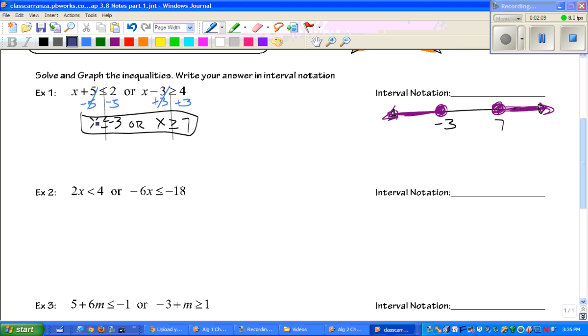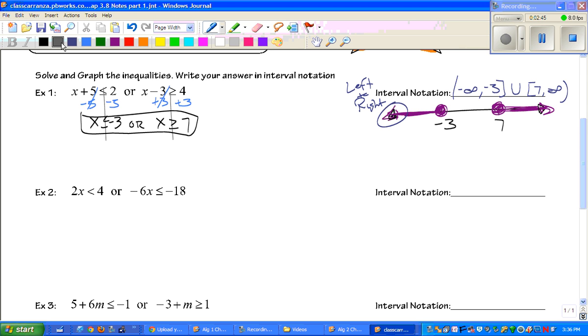So when we're putting this in interval notation, which we always go from left to right, we're starting over here, which is -infinity, and we go to -3. I put a bracket on it because it's a closed circle. But it also includes 7, so this is where that union comes in, and then we go from 7 to +infinity. So it's pretty much two interval notations that we're writing right there.